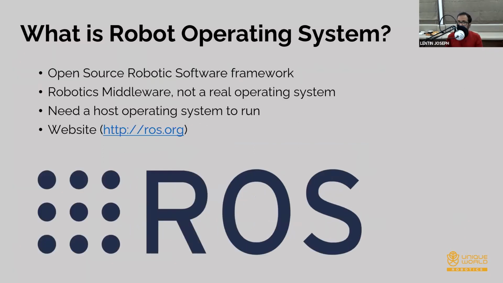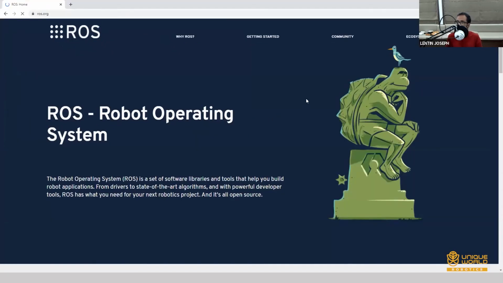ROS is an open source robotic software framework. It's also a middleware, not a real operating system. I will get back to the middleware. It needs a host operating system to run. The ROS website has recently been updated. This is the official ROS website, and I'm just sharing the link.